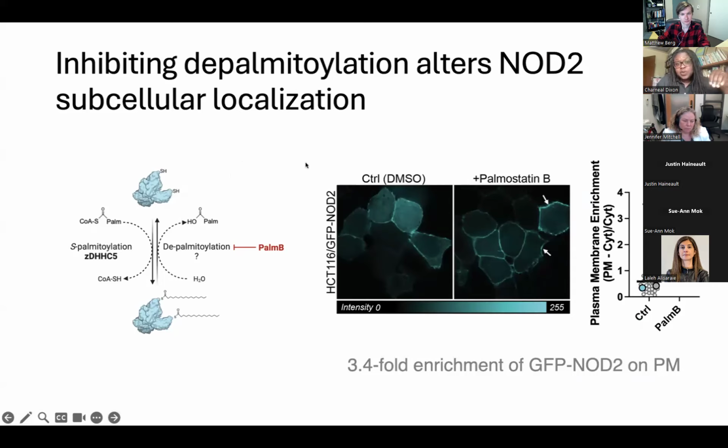Now, when we treat cells with palmostatin B, which is a cell-permeable, broad-spectrum inhibitor that's known to target multiple depalmitoylase enzymes, we saw a significant increase in the fraction of NOD2 that was associated with the plasma membrane. Since it was previously demonstrated that NOD2 mutants that are incapable of being palmitoylated are completely cytosolic, we reasoned that this observed increase in the plasma membrane enrichment of NOD2 was likely due to a larger fraction of the protein being palmitoylated.